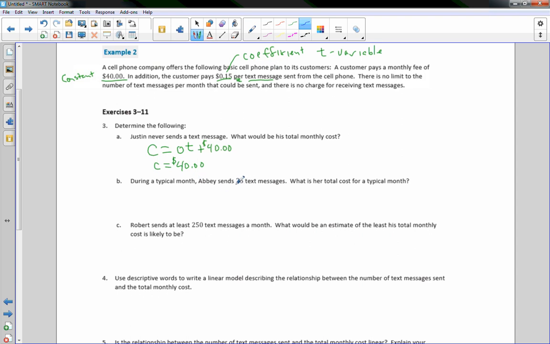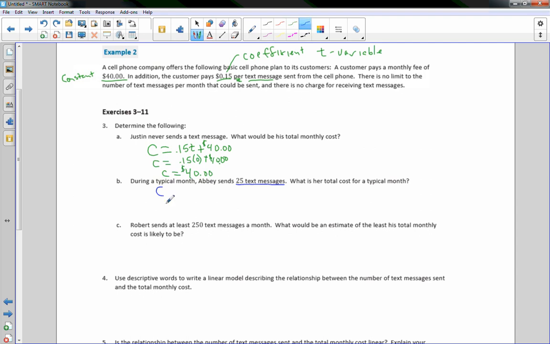Now it says during a typical month, Abby sent 25 text messages. What is her total cost for a typical month? So cost equals 25 texts. Actually, this is wrong up here. Let me fix this. If my equation is 0.15T is what I should have written. 0.15T is our equation, 15 cents per text. And now I substitute in my givens, 0.15 times zero text plus $40. The answer was correct, I just didn't show my work properly, and I really want you to do that correctly. So 0.15 times zero, zero plus $40 is $40.